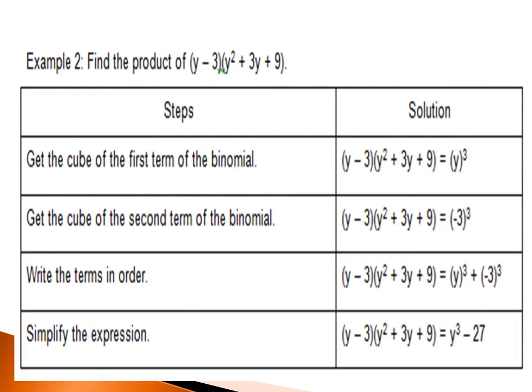Example number 2. Find the product y minus 3 times the quantity of y squared plus 3y plus 9. Get the cube of the first term of the binomial, that is the first step. We have y cubed. Second, get the cube of the second term of the binomial, that is negative 3 cubed. Write the terms in order. So we have y cubed plus negative 3 cubed. Then simplify the expression. We have y cubed minus 27 because negative 3 raised to 3 is equal to negative 27.